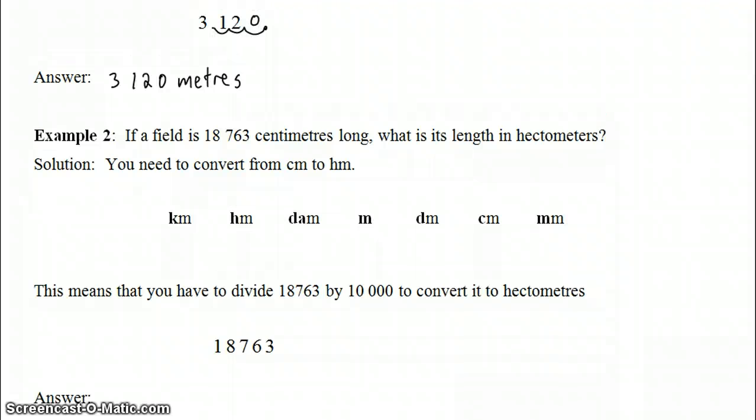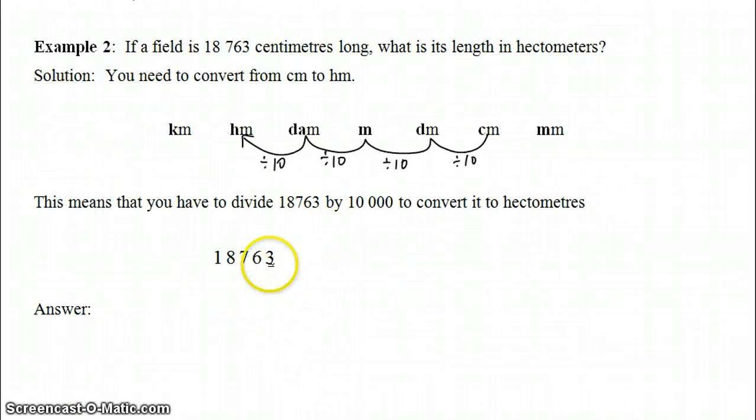Now, another one. If a field is 18,763 centimeters long, let's find the length in hectometers. So now we're going from centimeters to hectometers, 4 units to the left. And that would be dividing by 10 for all of these, which, as I said before, we don't have to worry about doing the calculation because it's a matter of just sliding the decimal.